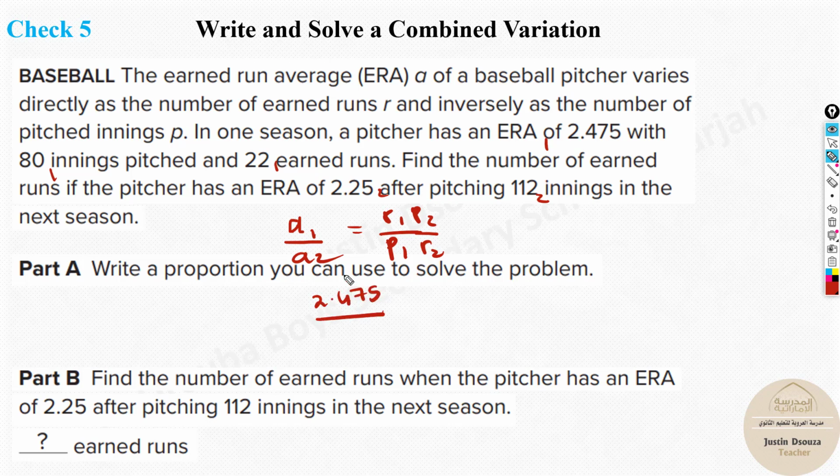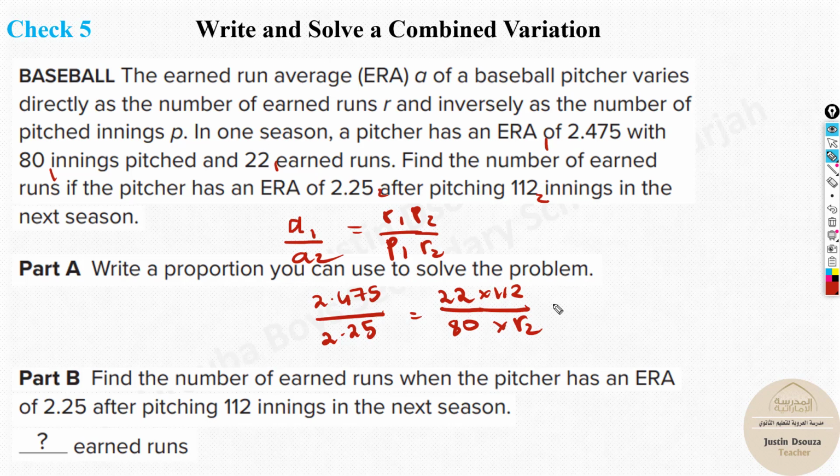2.475 divided by, I'll take the second one directly, it's 2.25 ERA. That's A2 over here. Now that's earned run average, ERA, short form. Then R1, what's the runs earned? Over here it's 22 divided by, what is the pitches? 80. P1 and R1 are done. Now what is P2? After pitching in the second, this next one is 112. What is R2? We don't know. We need to solve the runs. R2 is unknown. This is it.